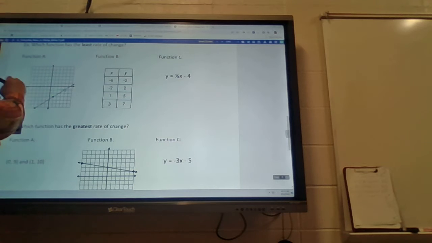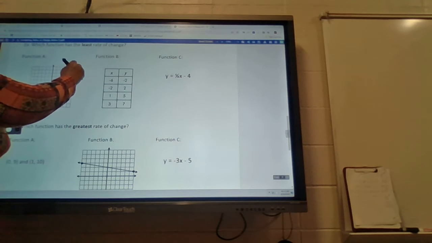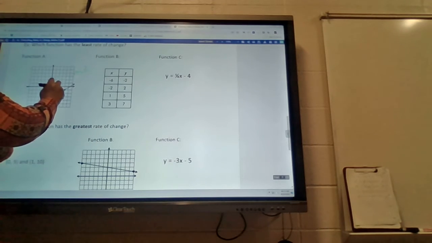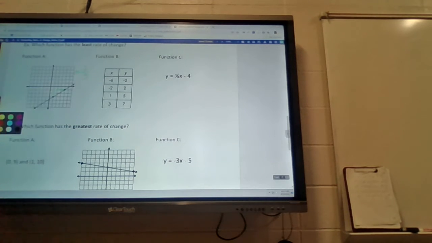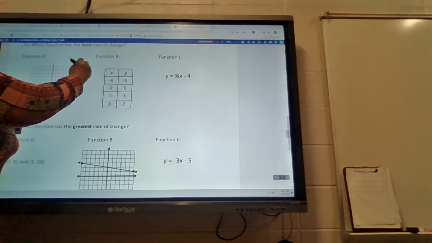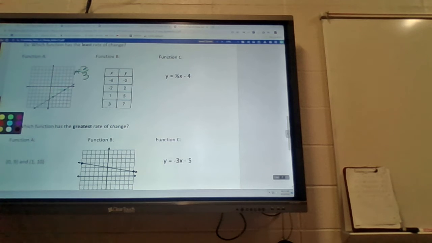Okay, so this one, I'm going to write it over to the left this time. I go up 2 and over 1, 2, 3. So that one's 2/3. Let me make that a little darker. 2/3.